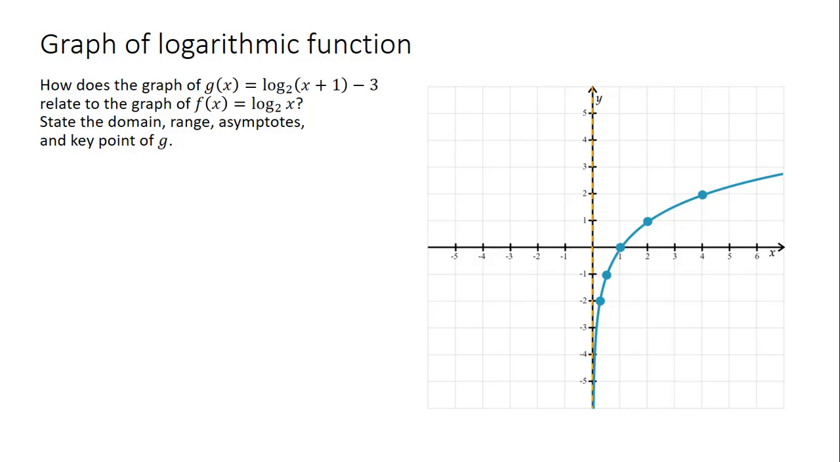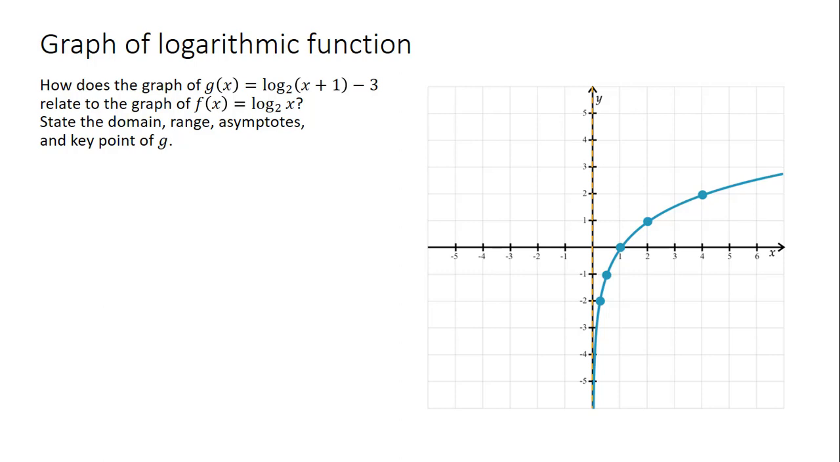In this video, we'll graph a logarithmic function using transformations. Specifically, we want to find how the graph of g of x, which equals log to the base 2 of the quantity x plus 1 minus 3, relates to the graph of f of x, which equals log to the base 2 of x. Then we want to state the domain, range, asymptotes, and key points of the graph of g.